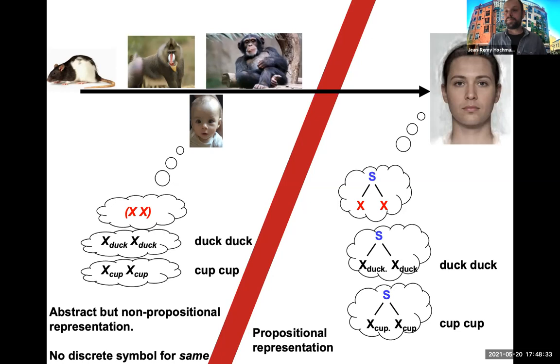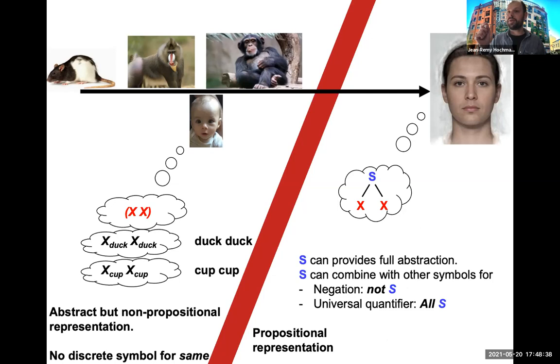And once they have this, first of all, that symbol provides full abstraction, because S is now really dissociated from the representation of the entities that it puts in relation, right? So the representation of relation is not completely dissociated from the entity. So that's, say, full abstraction. And also, once you have this symbol, maybe it becomes easier to manipulate and easier to combine with other operators such as negation or quantifiers.